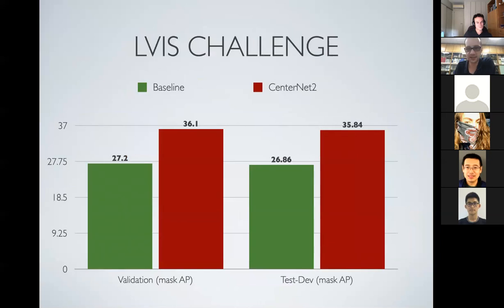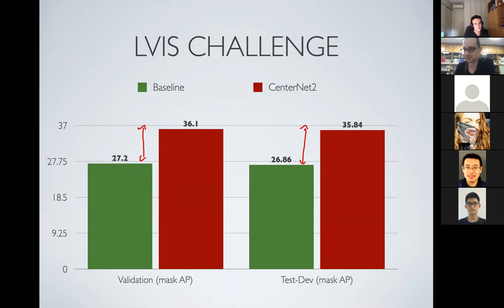Now, we submitted this model to the Elvis challenge, and we'll know in a week how well we did. But compared to the baseline on the Elvis challenge, this model actually does quite well. The baseline is, I think, the challenge winner from last year, and it's a Mask RCNN, as far as I understand. I'm not sure if they use a cascade or not. But you can see the difference of using CenterNet version 2 over the baseline, the winner from last year, is actually quite significant on Elvis. It's about 9 points, depending on if you look at the validation or test diff.